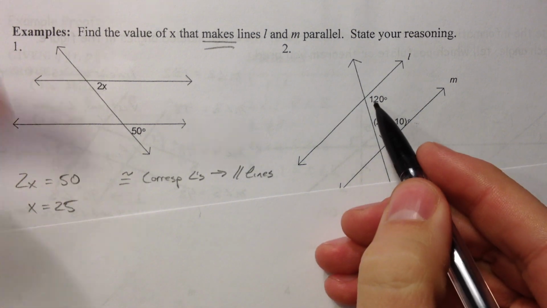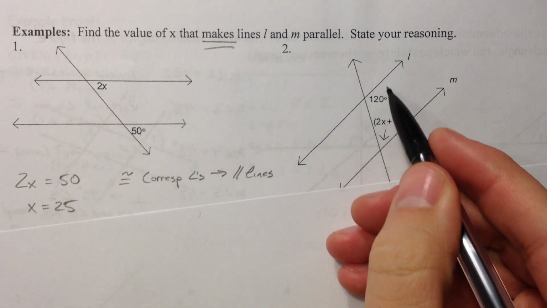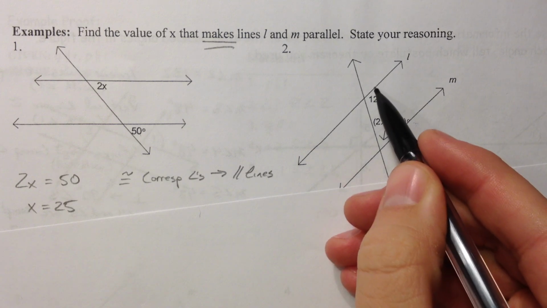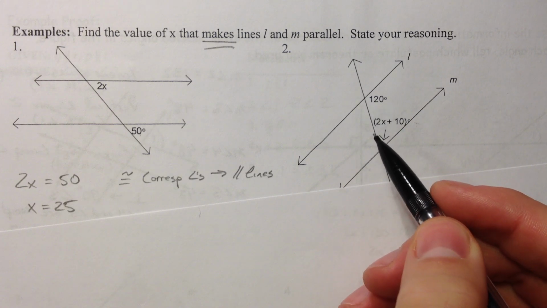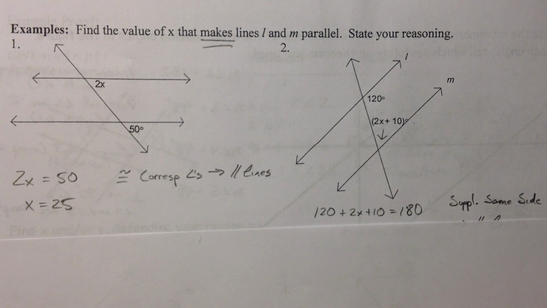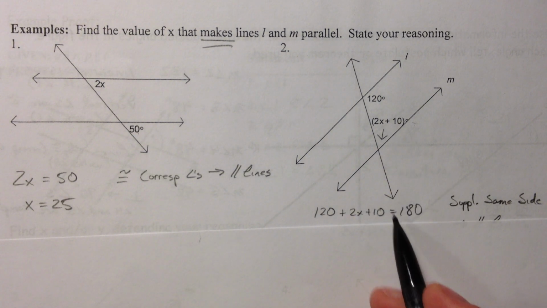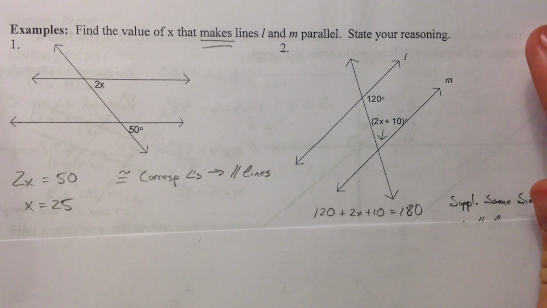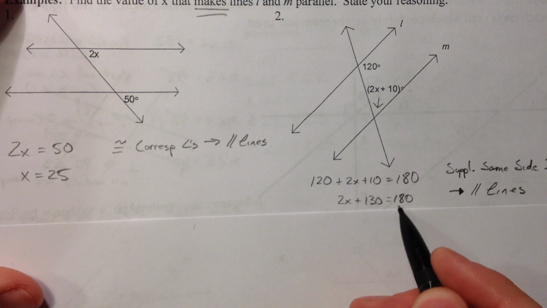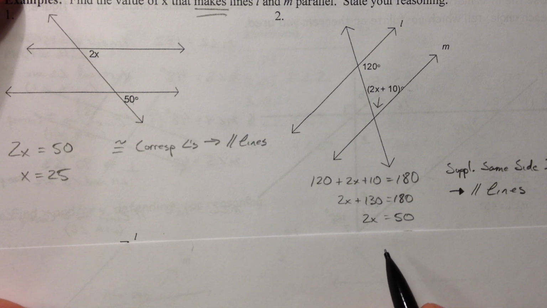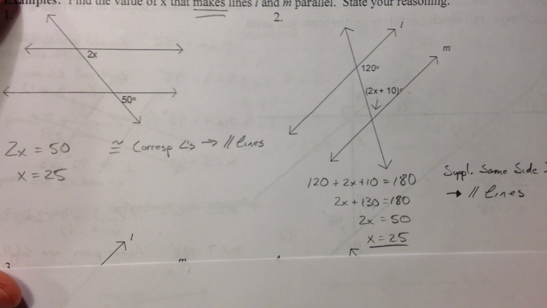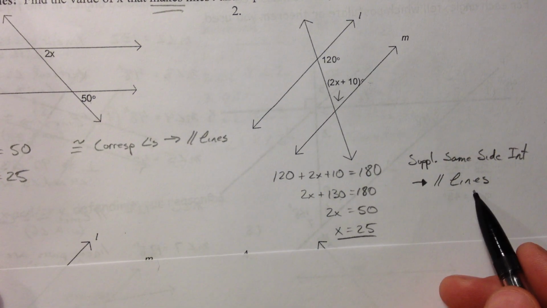Over here, 120 and 2x plus 10, those are same side interior. And we've got this obtuse and we've got the acute one. And so those two would have to be supplementary. So we'd say 120 plus 2x plus 10 equals 180, and solve that. So you get 130, subtract your 130, you get 50, divide by 2, you get 25. And so if you have supplementary same side interior angles, you have parallel lines.